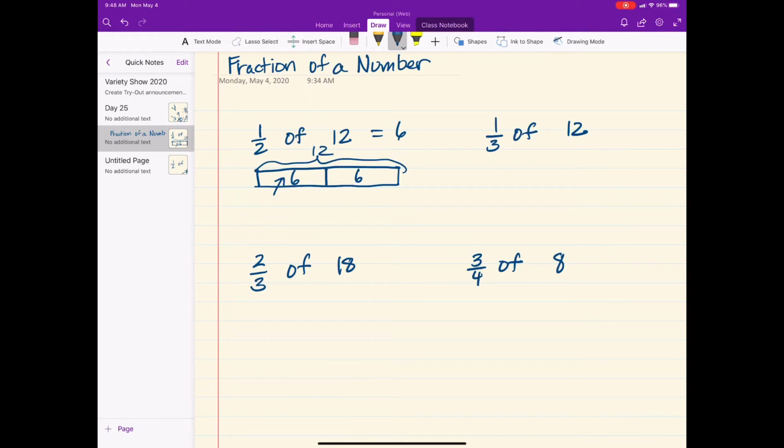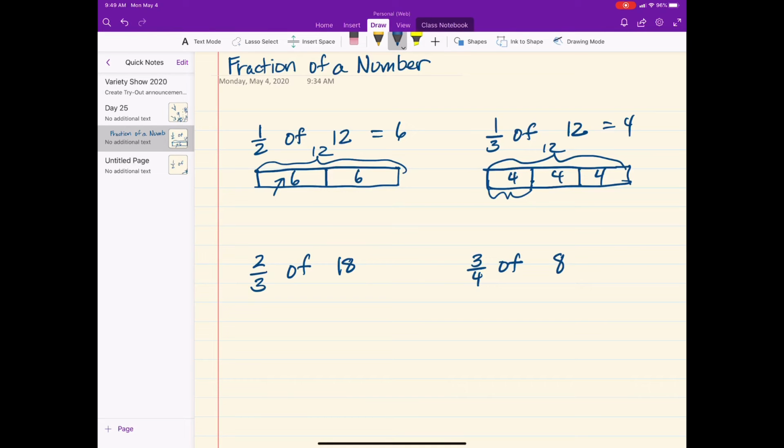Now let's take a third of 12. So again, draw a bar for 12, cut it into thirds, and how much would be in each third? Now remember, when you cut something into thirds, each of the parts has to be equal. So there has to be an equal amount of the 12 in each of these parts. And you can see from the model that 12 divided by 3 would be 4 in each part. So 1/3 of 12 is 4.